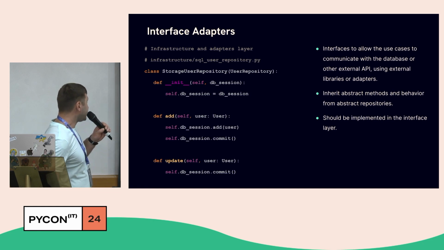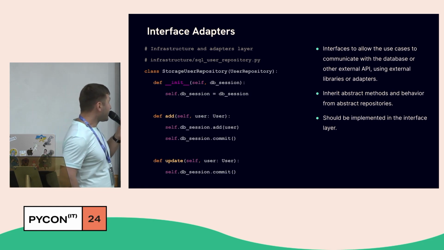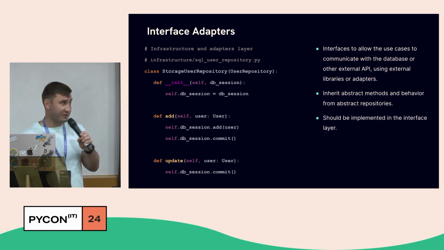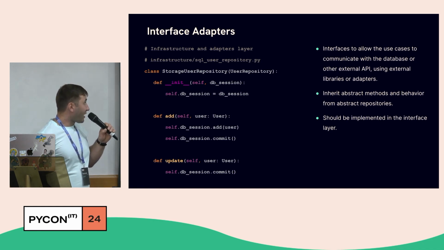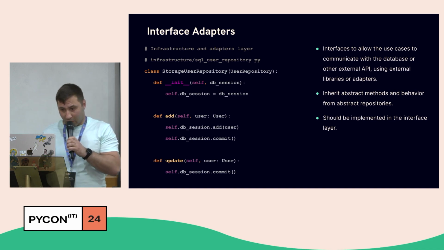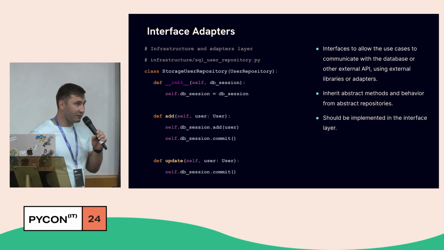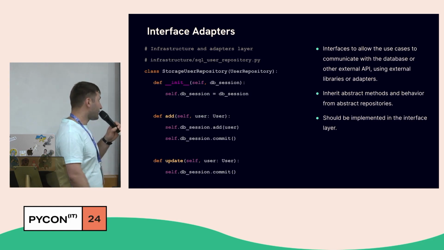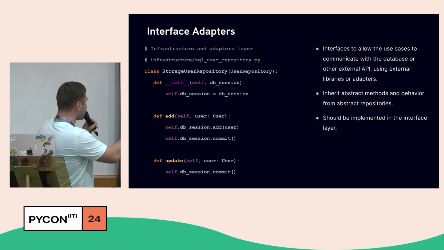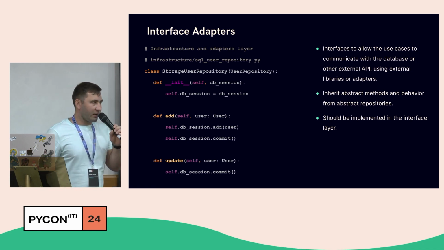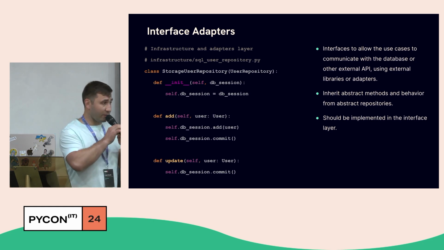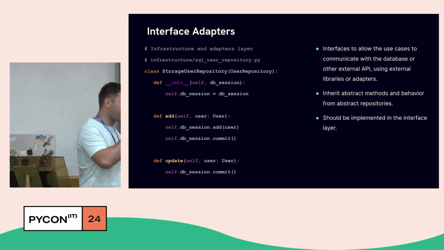If we talk about a concrete repository, for example, here is described some storage user repository, whatever. It inherits abstract methods from the abstract repository. It's also implemented on the interface layer. I asked myself why we actually need to inherit from the user repository parent, because we have the database here, we use the database, and we usually don't often change databases. I asked myself this question, and my colleagues also asked why we have to use that.